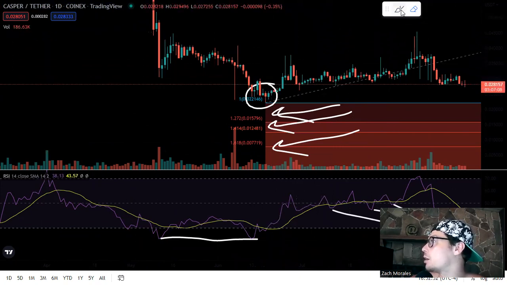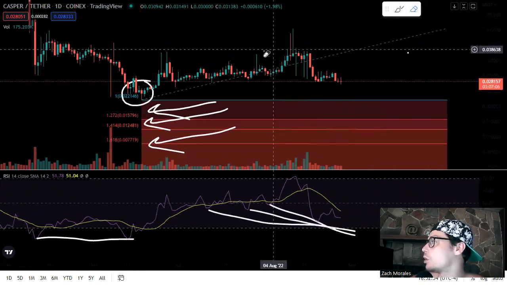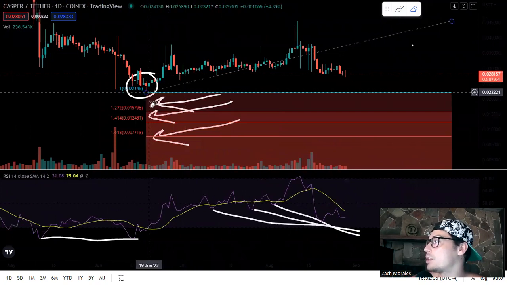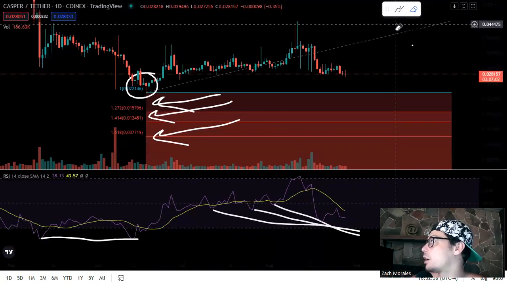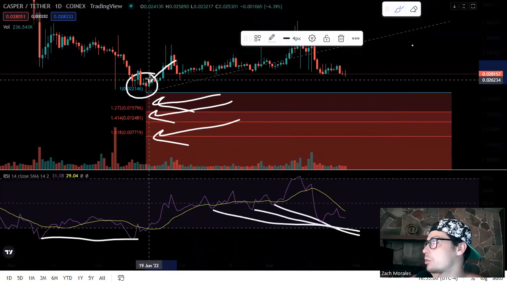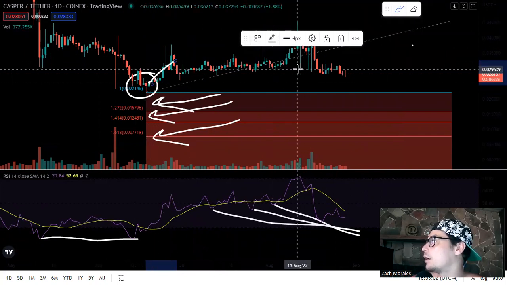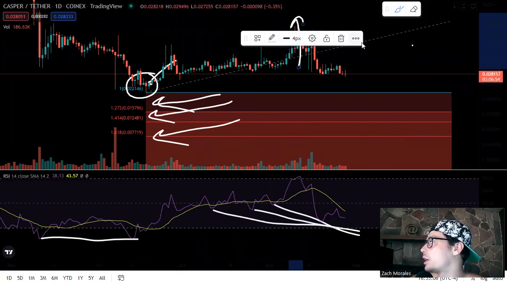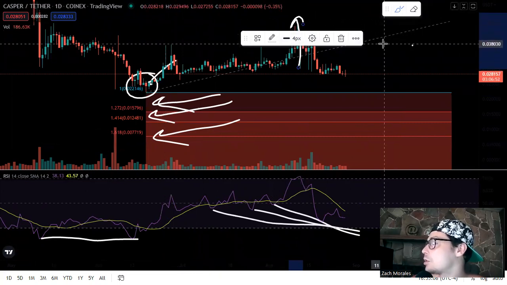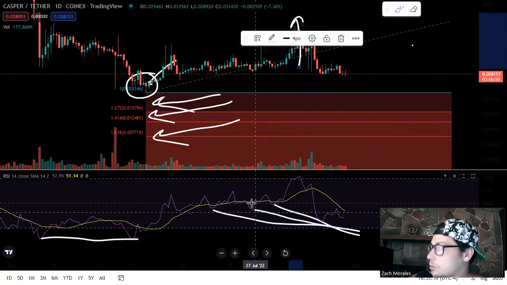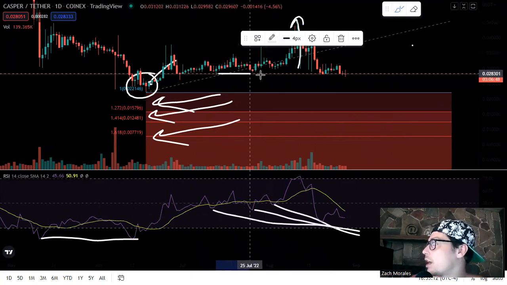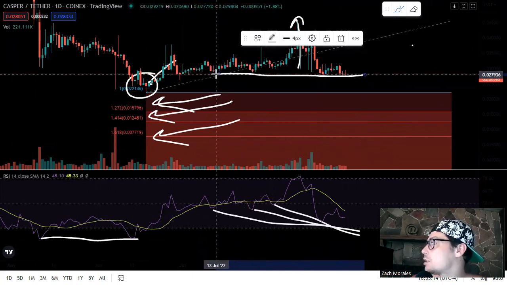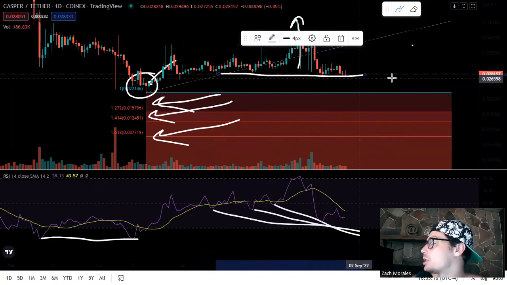So now that we know that this thing has been respecting the divergences very well, what we can do is come in here and use our Fibonacci tool. That's what we have here. This is our swing low right here, and this is our swing high up here. What we've done is now gotten the price levels. Because if we look here, we basically have flatlined, and this has just been our support. We haven't made a lower low yet. We've just held this level.